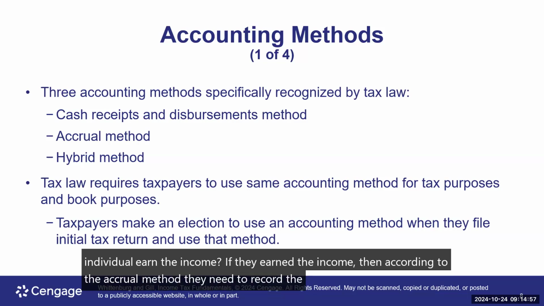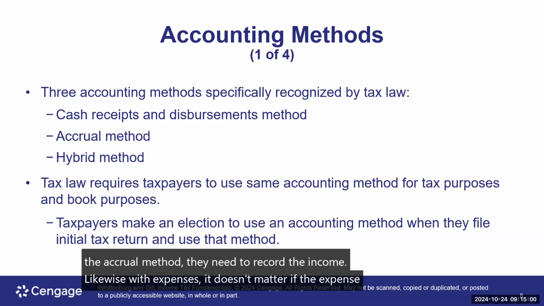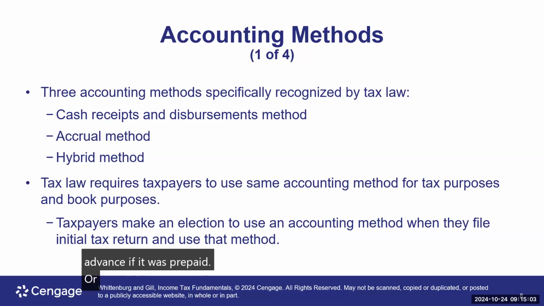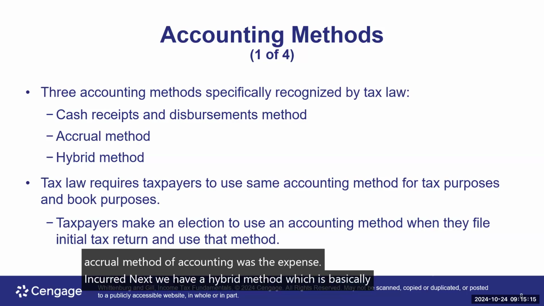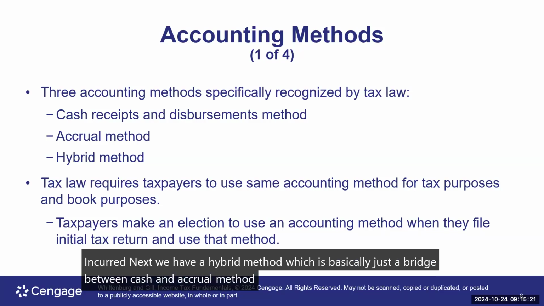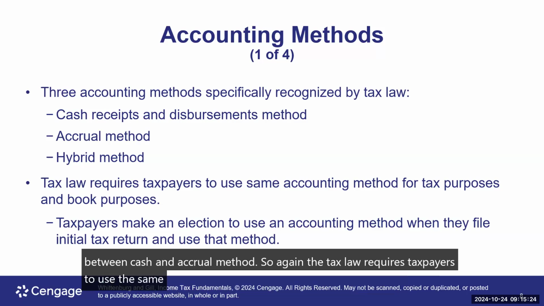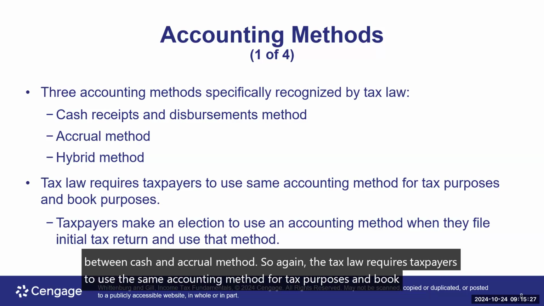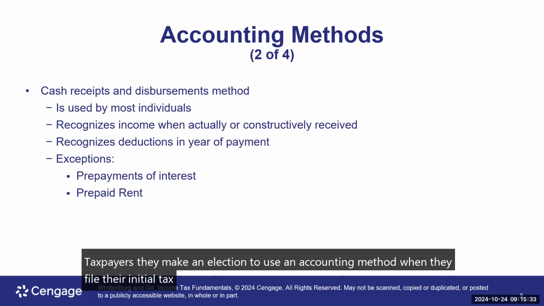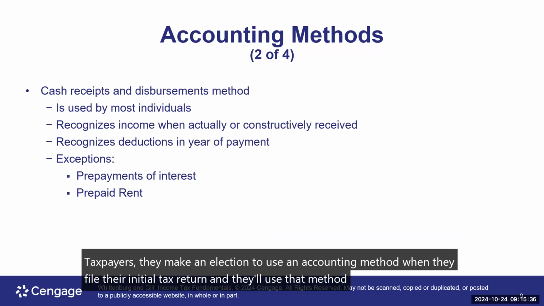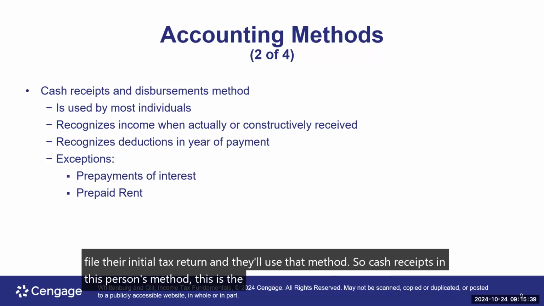Likewise, with expenses, it doesn't matter if the expense was paid for in advance, if it was prepaid, or if it is paid for after the expense was incurred. The key thing under the accrual method of accounting is, was the expense incurred? Next, we have a hybrid method, which is basically just a bridge between the cash and accrual methods. Again, the tax law requires taxpayers to use the same accounting method for tax purposes and book purposes. Taxpayers make an election to use an accounting method when they file their initial tax return, and they'll use that method. So the cash receipts and disbursements method is the method that's used by most individuals.